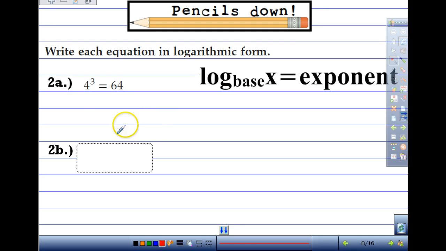There we go. Anybody got an answer? Yeah, go ahead. Log base 4 of 64 equals 3... log base 4 of 64 equals 6? Okay.